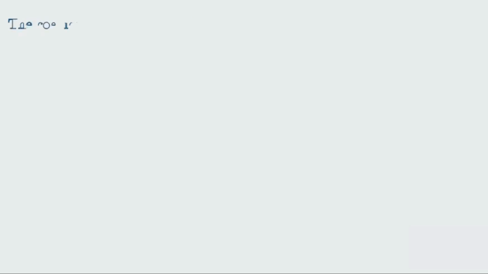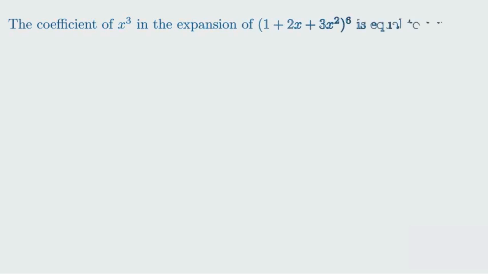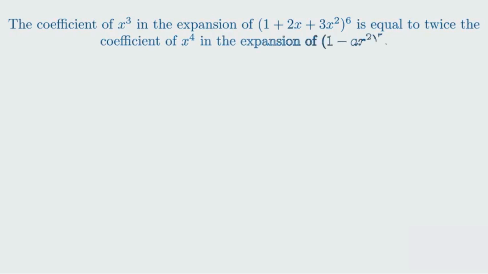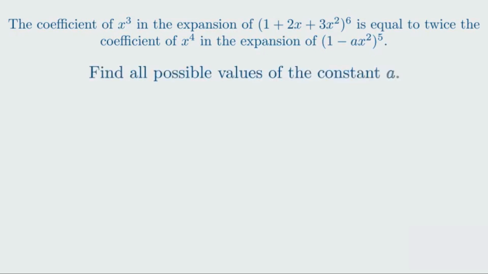The coefficient of x cubed in the expansion of the trinomial 1 plus 2x plus 3x squared, all raised to the power of 6, is equal to a times the coefficient of x to the power of 4 in the expansion of 1 minus x squared, all raised to the power of 5. Our goal is to find all possible values of the constant a.